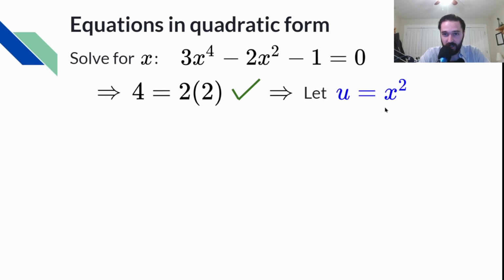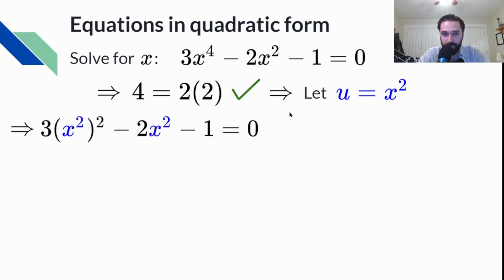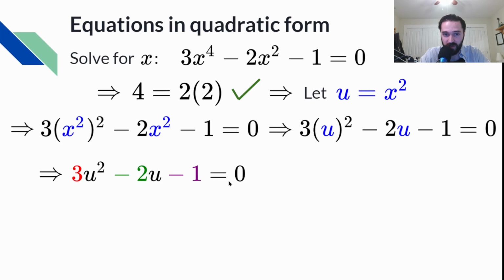So let's say let u equal x squared. The word let is one of the most powerful words in math. It's a powerful word we can use. We're going to make this substitution to transform this equation into a quadratic equation. So let's look at the original equation like this, and everywhere we see x squared in blue, we're going to replace that with u. That's our substitution. And when we do that, we can see that we're going to get a quadratic equation.